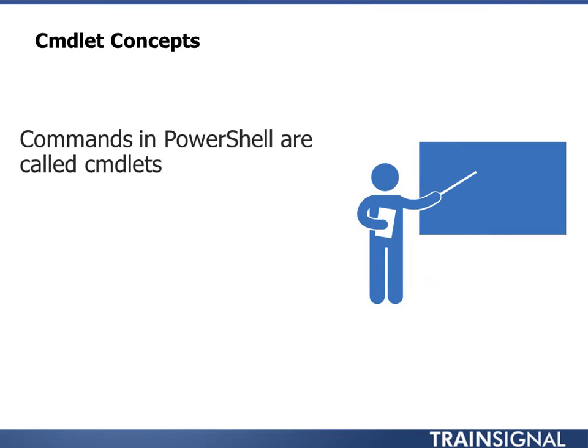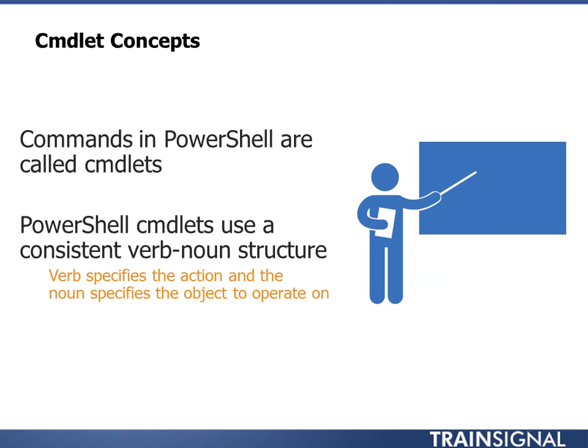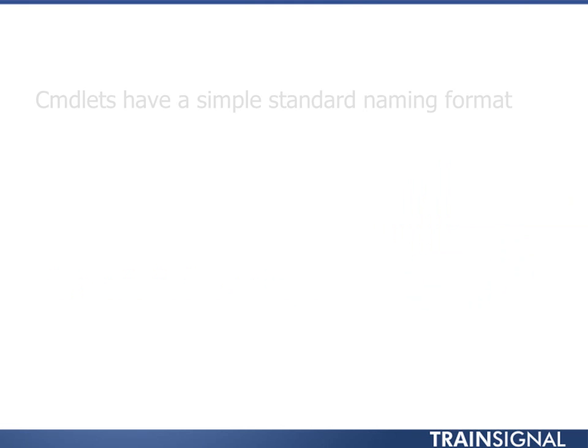So let's talk a little bit about commandlet concepts. You've already seen a couple because we just ran a few commandlets, but let's go back over everything. PowerShell commands are called commandlets. Commandlets use a consistent, what we call, verb-noun structure. The verb specifies the action, Get-VM for example. The noun specifies the object to operate on. So we can do all sorts of stuff with that.